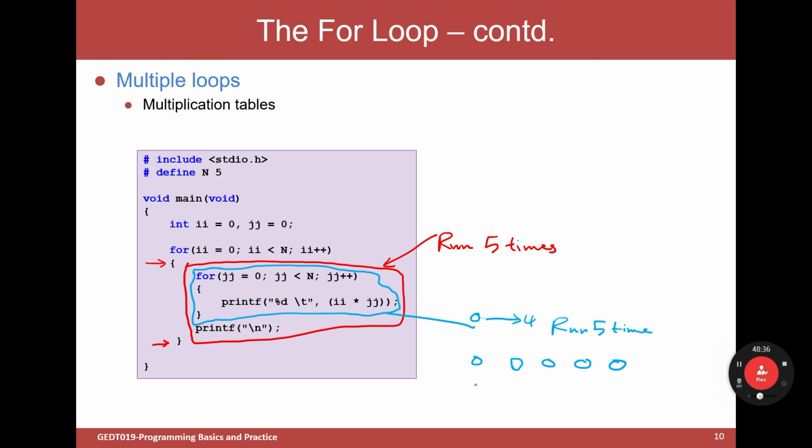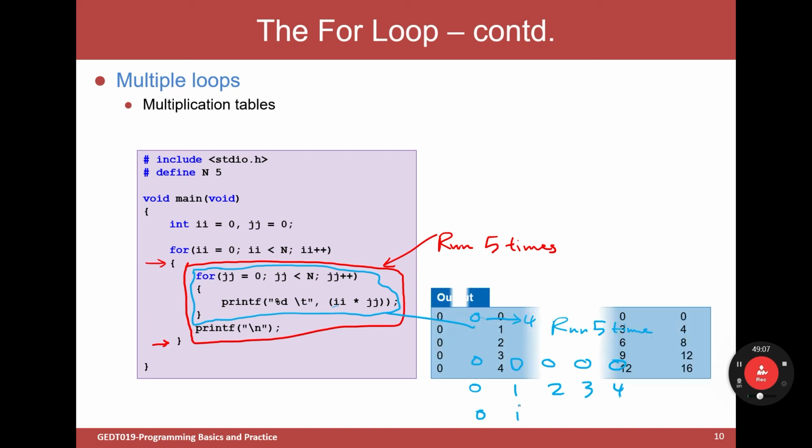So new line, here we go. Then I now became 1. I increased, so execute again. J is equal to 0, 0 times 1 equals 0. Then 1 times 1 will be 1, 2, 3, 4. And then new line. Then I will be 1 and J will equal 0, so it will be 0, and then 1, and so on. It will continue: 0, and then 2, and then 4, and so on.